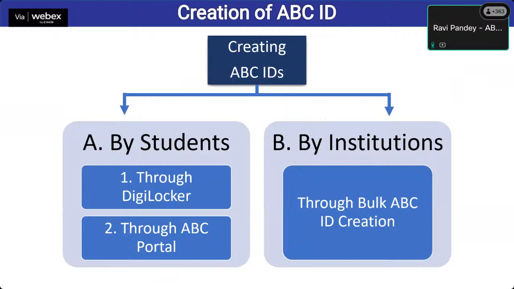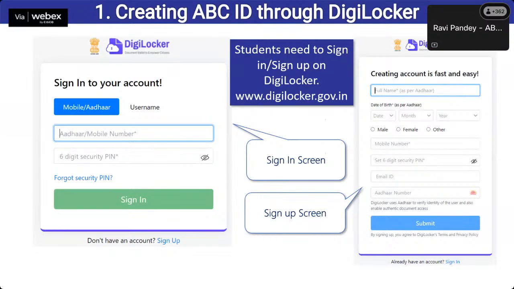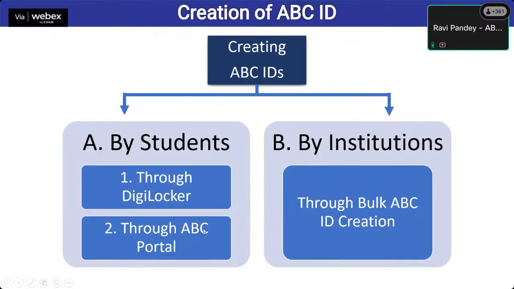Now, students can create APSCHE ID broadly in two ways. One is they can visit the DigiLocker application through their smartphones. Second is they can directly visit the ABC website, Academic Bank of Credit website. So I'll go step by step through both these processes.